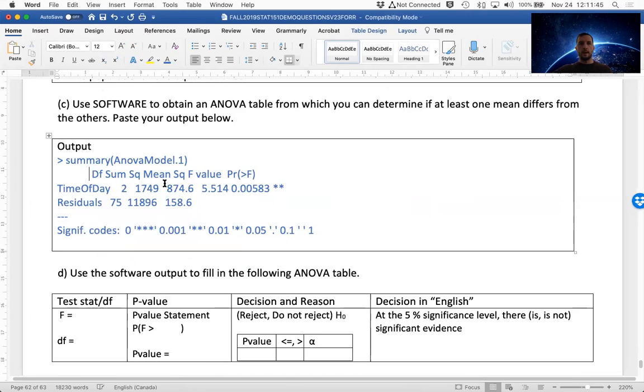Okay, so what we have is degrees of freedom. We have sum of squares. We have mean squares. We have F.